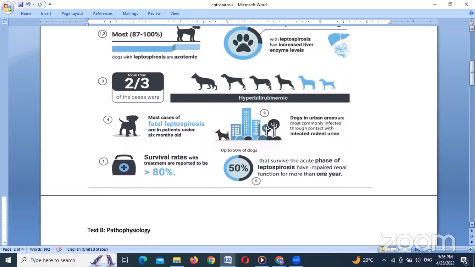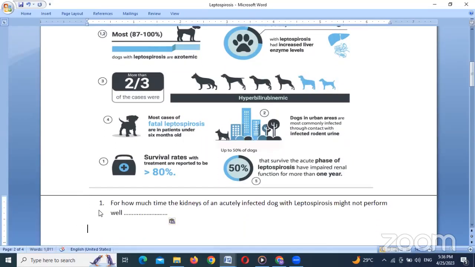50%. So where are your keywords matching here? Impaired renal function. What is the answer? More than 1 year, sir. Yes, the answer should be more than 1 year, not only 1 year.